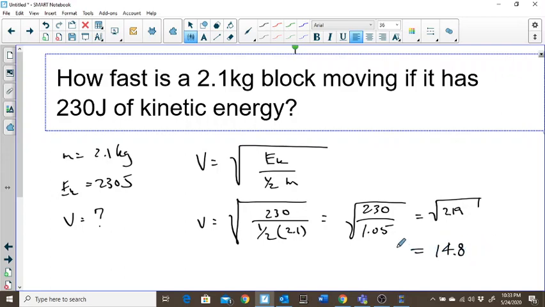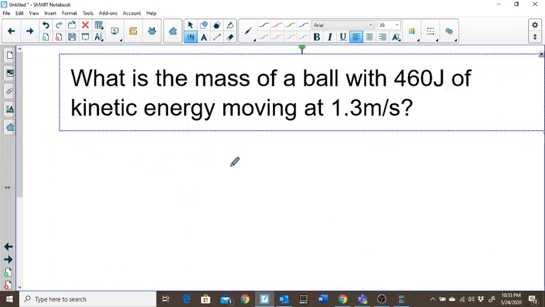Well, what are we finding? Well, we're trying to find the velocity. What are the units of velocity? Meters per second. Traveling at 14.8 meters per second, we'll have 230 joules of kinetic energy.